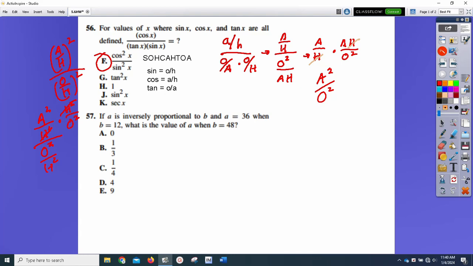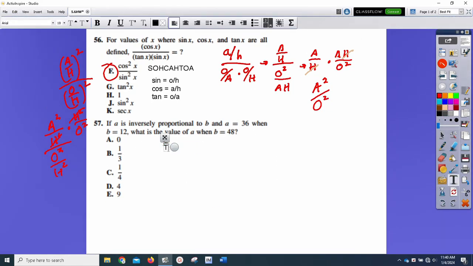57. If A is inversely proportional to B and A is 36 when B is 12, what is the value of A when B is 48? These ideas were stripped from Tennessee state standards this year. They are no longer taught in the state of Tennessee in Algebra 2. So again, this is a standard not taught in Tennessee Algebra 2. All right, doesn't exist. But an inverse relationship is y equals some constant divided by x. In this case, we're talking about A being inversely proportional to B. So A is some constant divided by B.